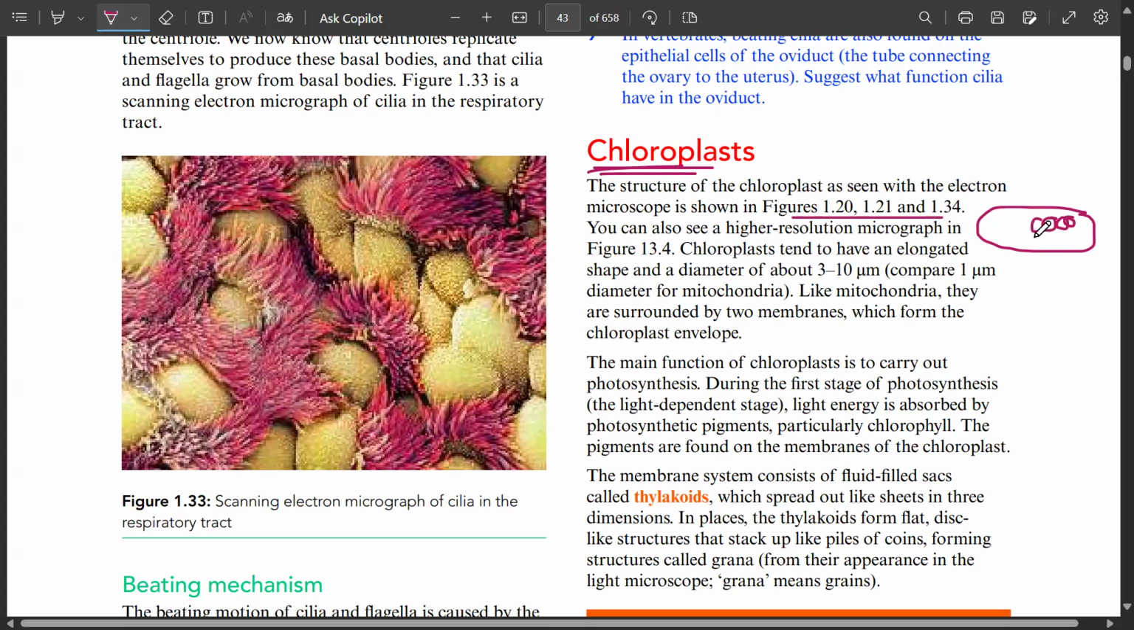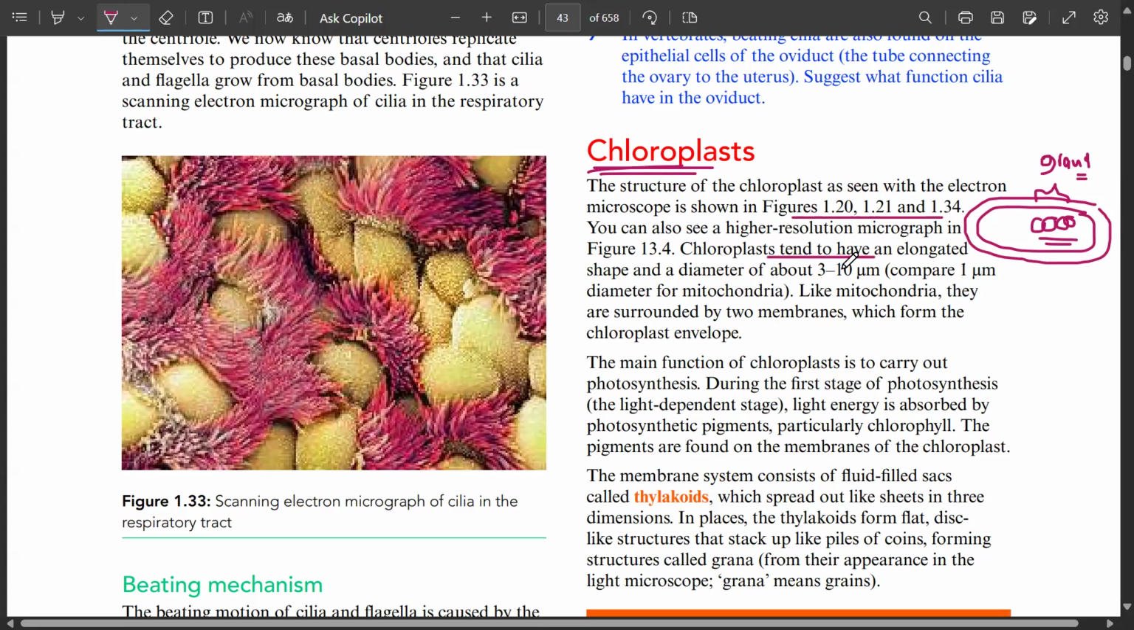This one thylakoid membrane sac is known as what? Grana. It is known as grana. And a lot of these thylakoid membrane sacs are known as grana as well. So these thylakoid membrane sacs inside a double membraned organelle is the site where the chlorophyll is actually present.